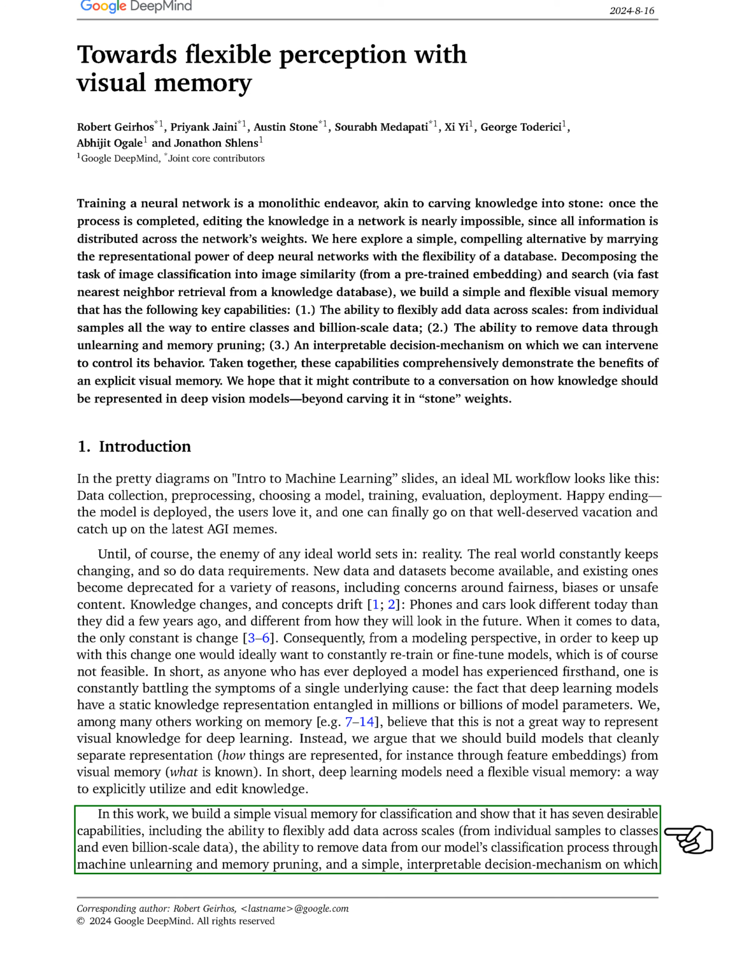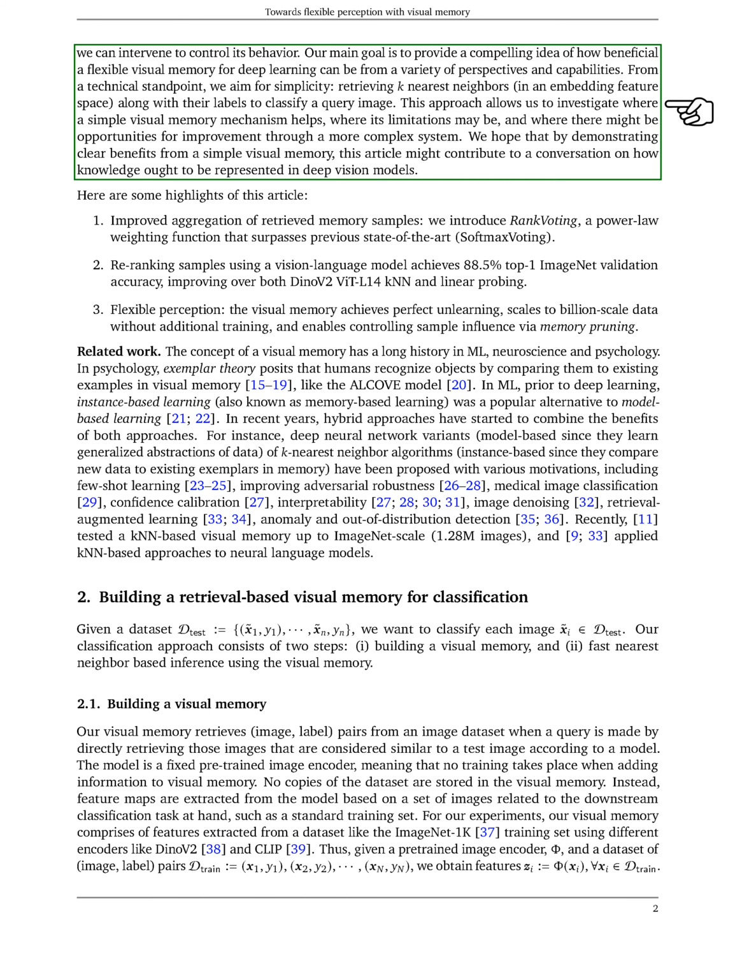In our work, we develop a straightforward visual memory for classification, showcasing 7 key features. These include the ability to easily add data at various scales, remove data through machine unlearning and memory pruning, and a clear decision-making process that we can adjust to influence model behavior. Our primary aim is to illustrate the advantages of a flexible visual memory from multiple perspectives.